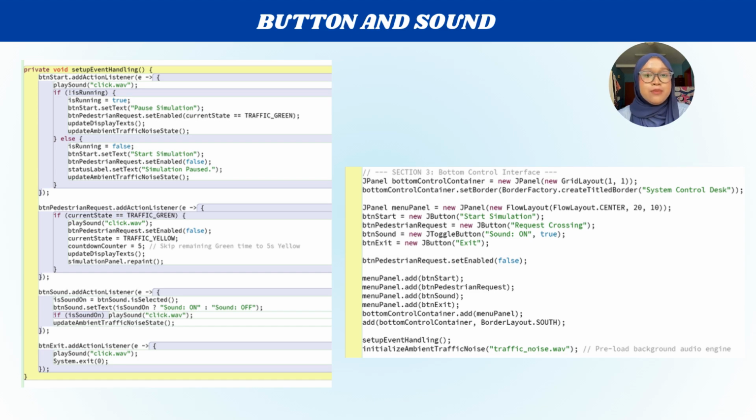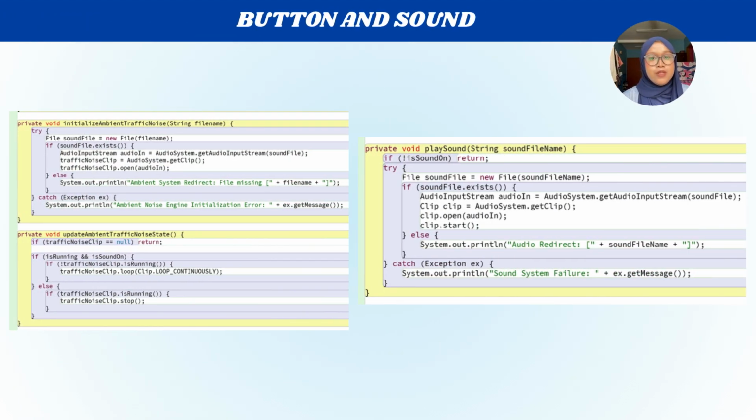The simplest but most crucial button for cleanup is our exit button. When clicked, it does 2 things. It immediately triggers our UI feedback sound, click.wav, and it executes System.exit(0). Passing 0 as the status code tells the operating system that the program is terminating cleanly with no error.